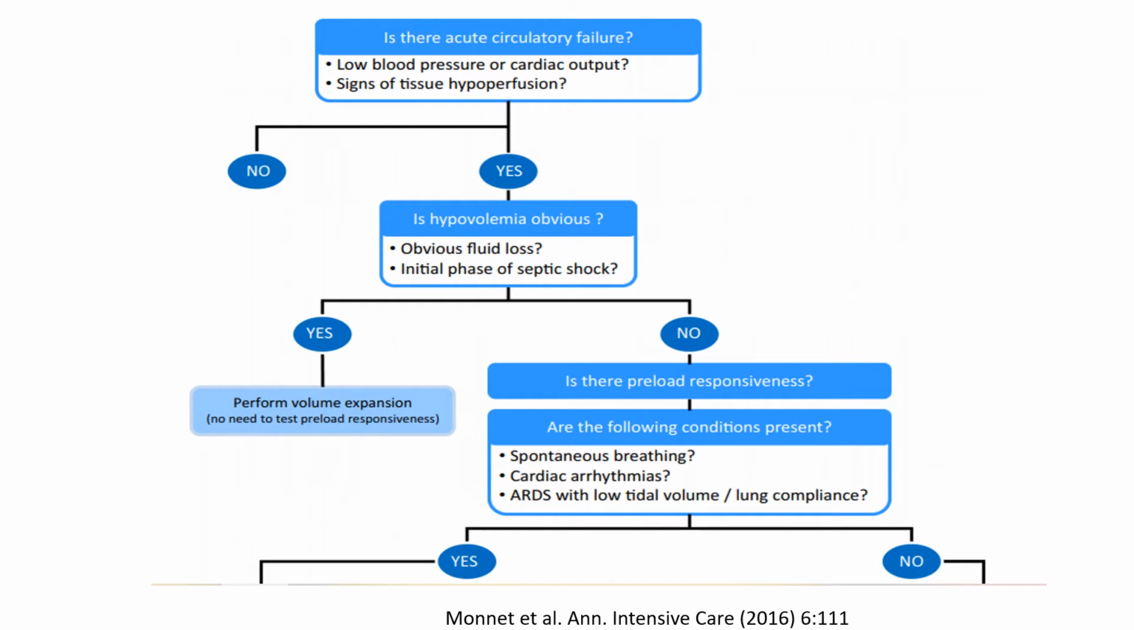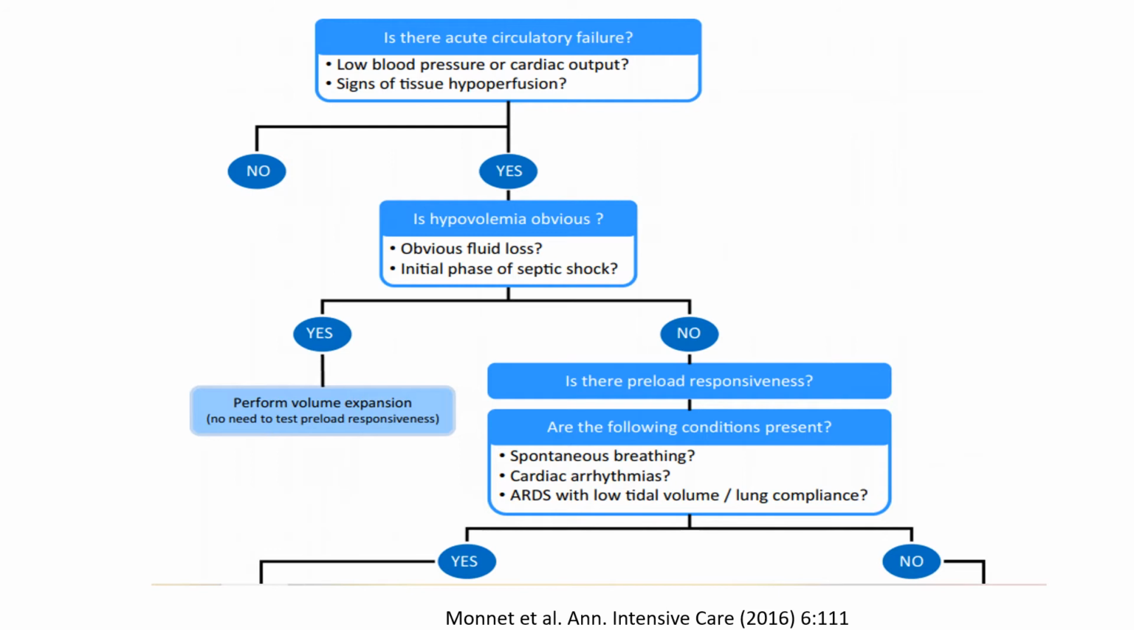So this is the approach to a patient who actually has supposedly septic shock, and if you look at the flow chart here, we can see here, is there hypovolemia, which is obvious, is there obvious fluid loss, and is the patient in the initial phase of septic shock. So if yes, then you give your bolus of fluid, and it should be 10 ml per kg approximately, unless there are obvious fluid losses or the patient has abdominal sepsis where the leakage is much more.